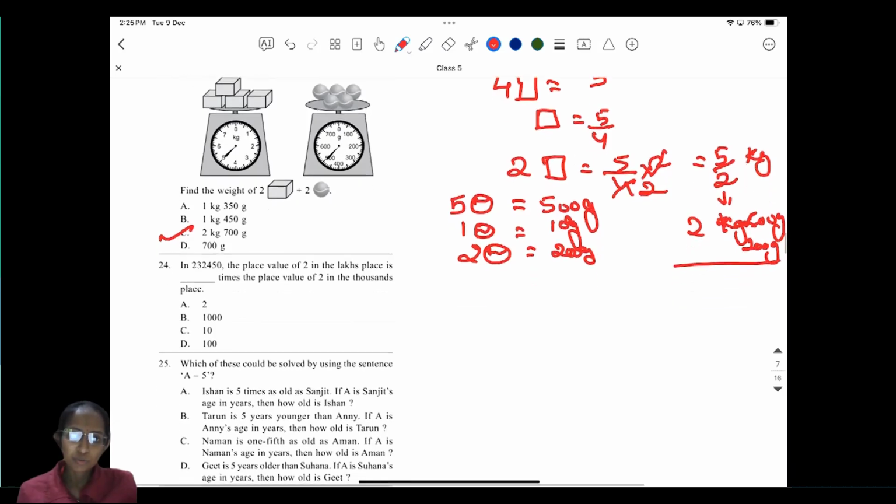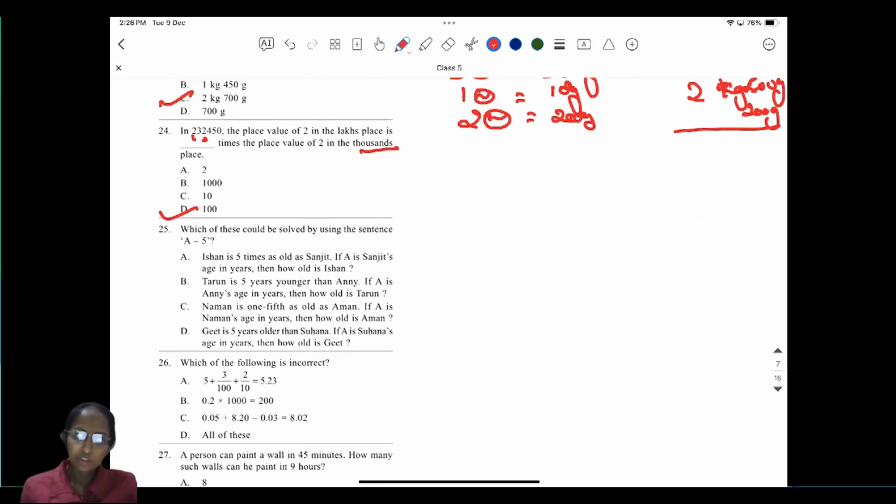Now in 232450, the place value of 2 in the lakhs place will obviously be 2 lakhs. So that is dash times the place value of 2 in the 1000 place. So we can see that when we multiply this 2 with 100, we will reach the 2 lakhs place. So this will be 100.